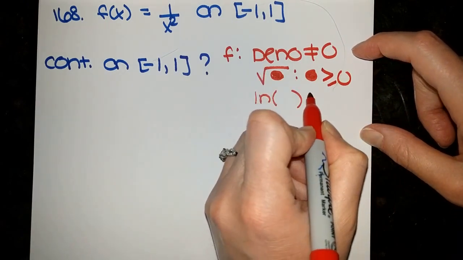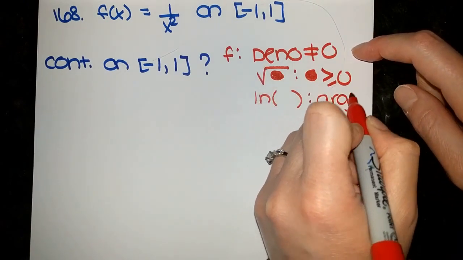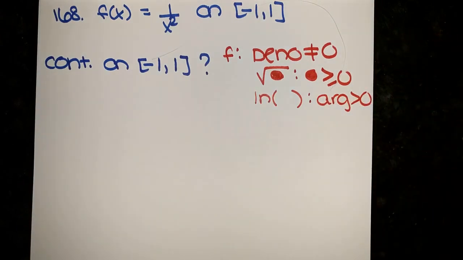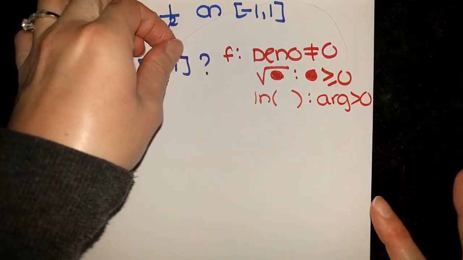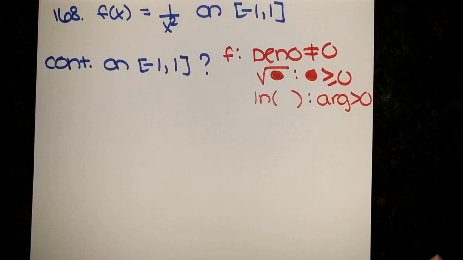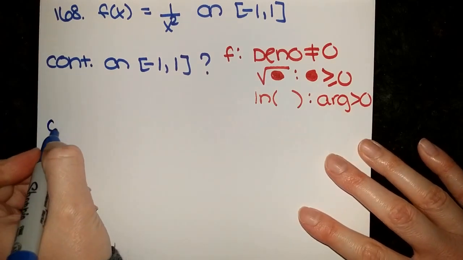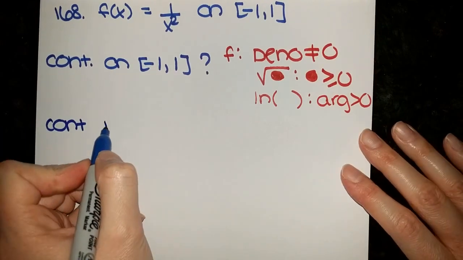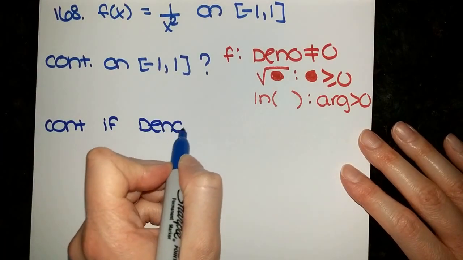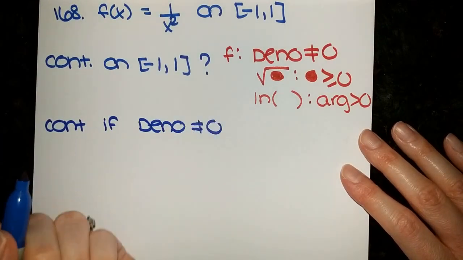And if we have a natural log, we want to make sure that the argument is strictly greater than 0. So that really is the question that we have for continuity. So in this case, we do have a denominator, so we know that this function will be continuous if the denominator is not equal to 0.